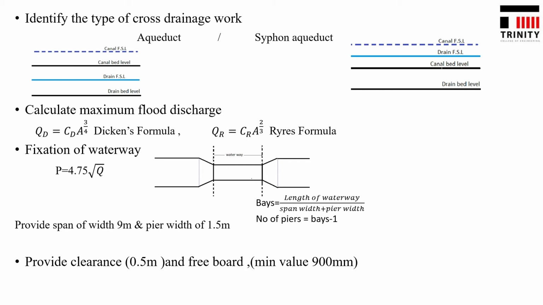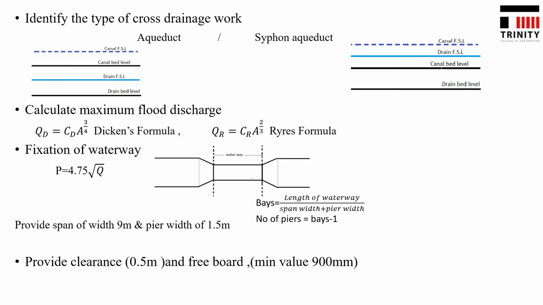Next, we have to find out the number of piers. Bays minus 1 will give the piers. Why? Because at the two end projections, we will be providing wing walls other than the piers. Hence, bays minus 1 gives the number of piers.